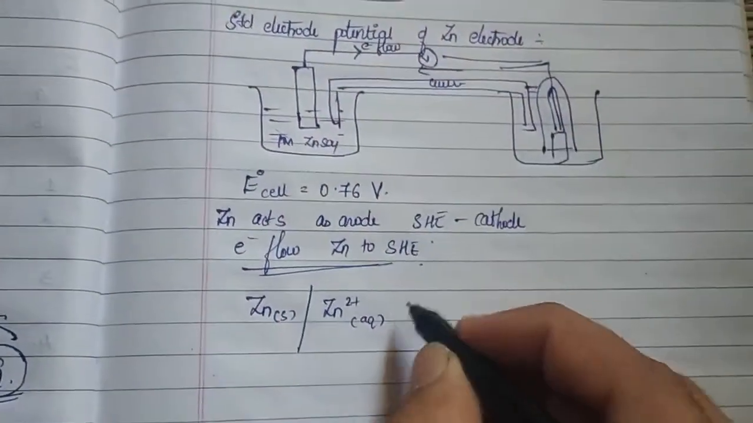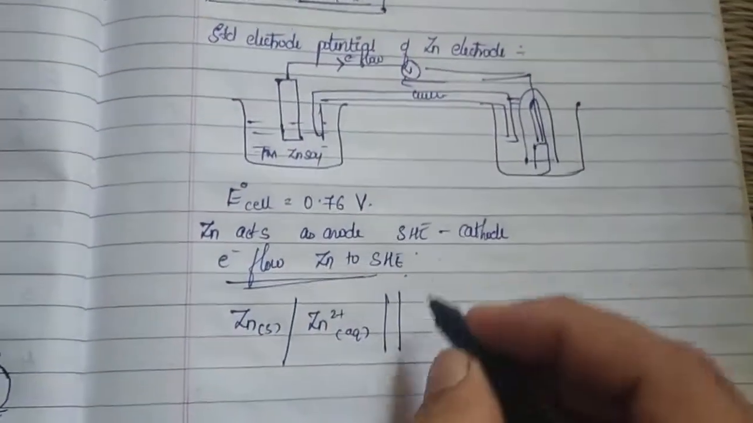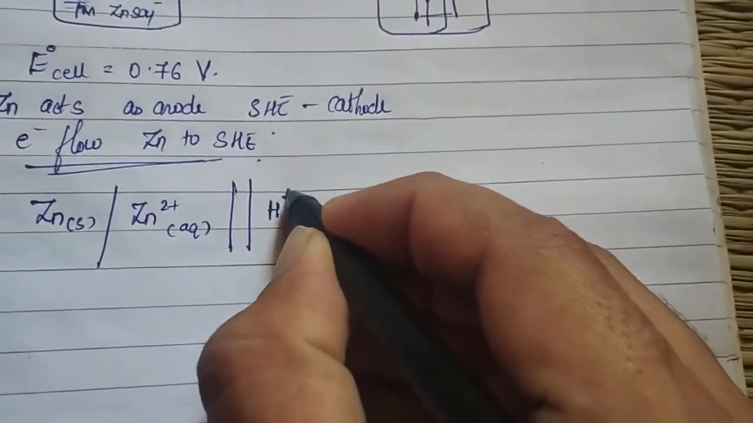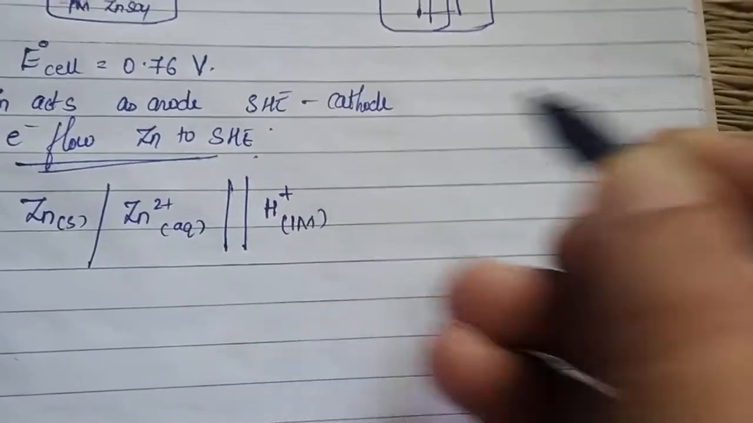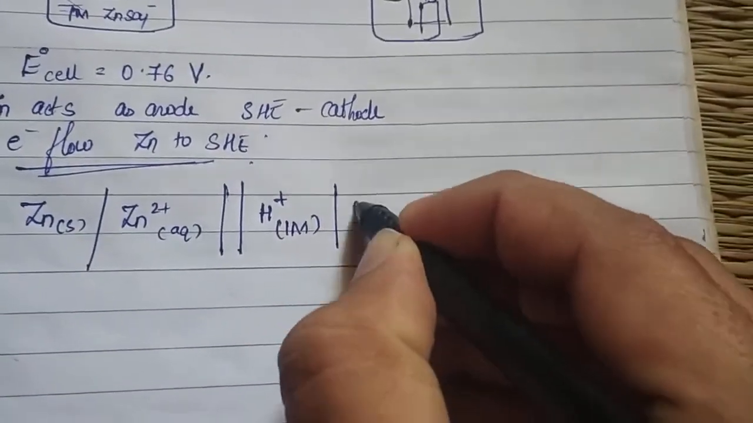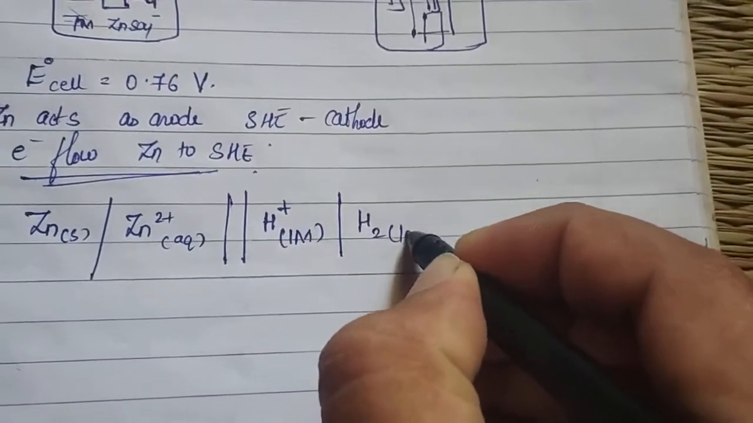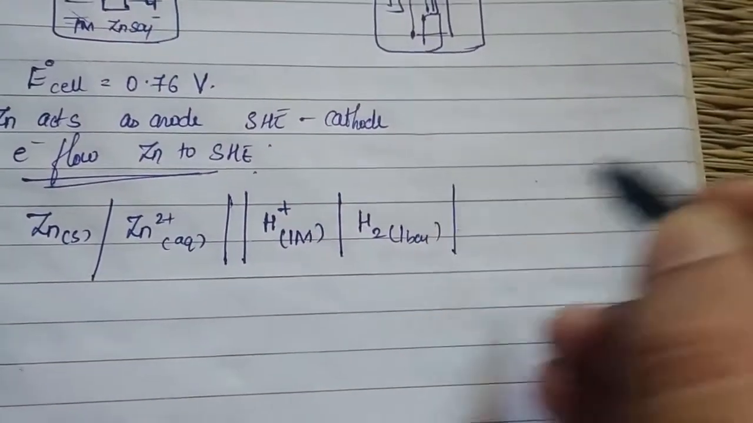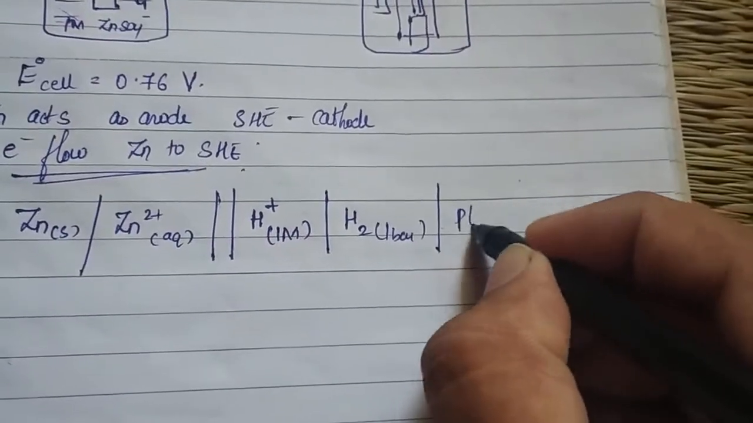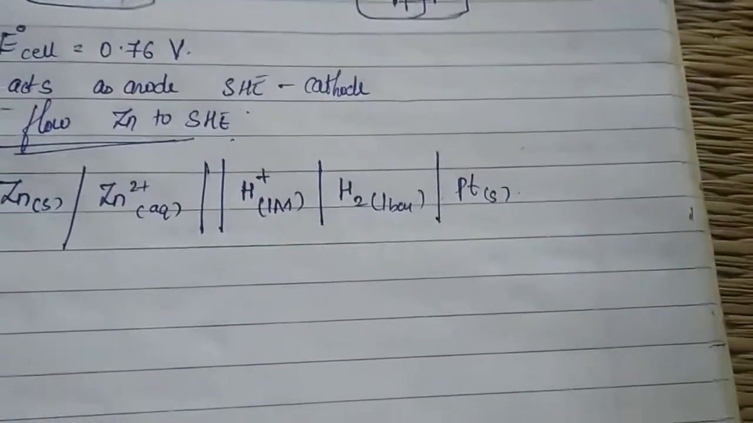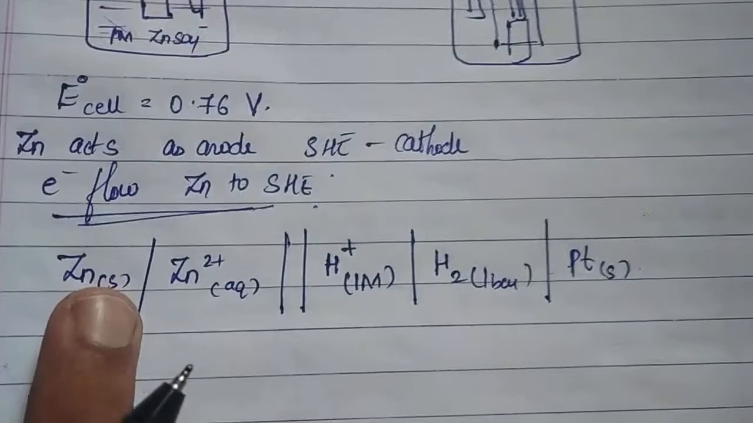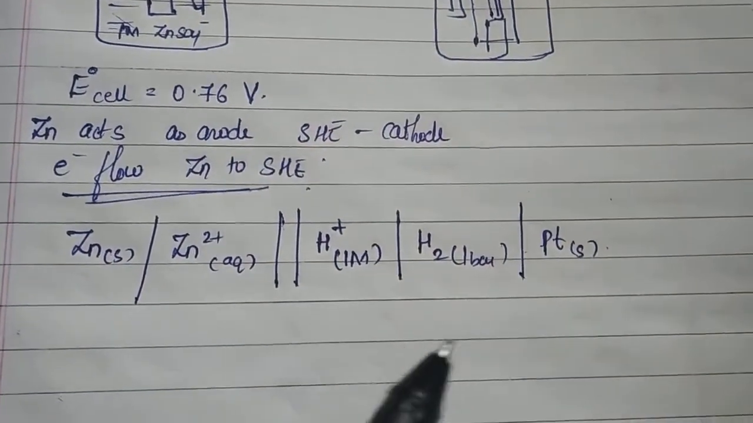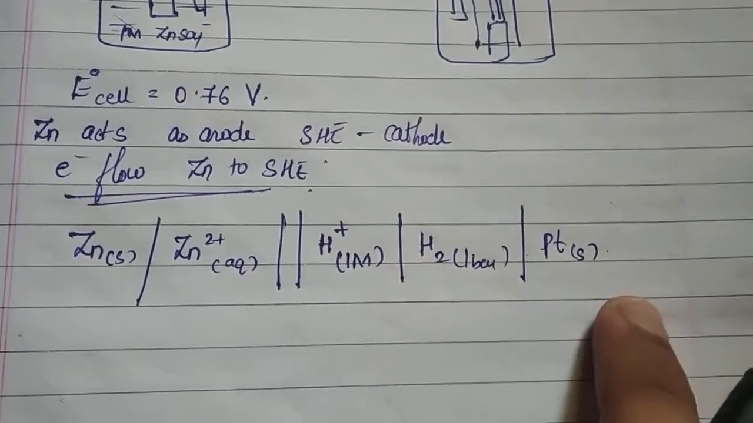Now the salt bridge, double bar. Then as usual, here will be your H plus, which is 1 molar, and then a single bar, which will be your H2, 1 bar. In some books they put a comma, in some books they put a line, with platinum solid at the last. Are you able to understand? From the extreme left you will have your anode, and at the extreme right your respective cathode. Is that clear?